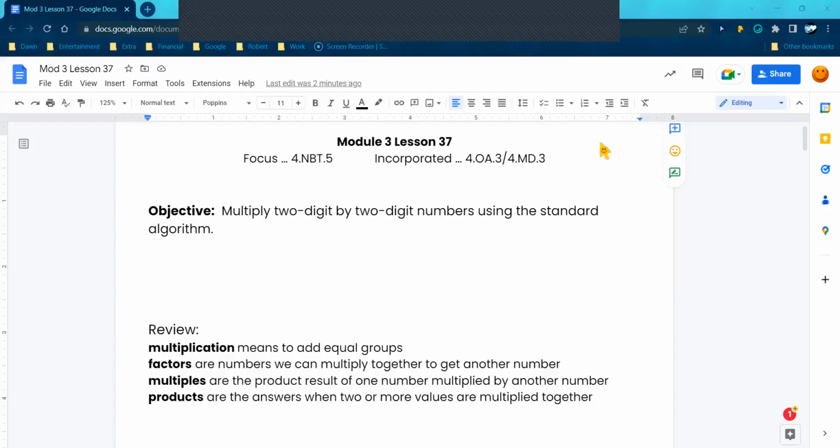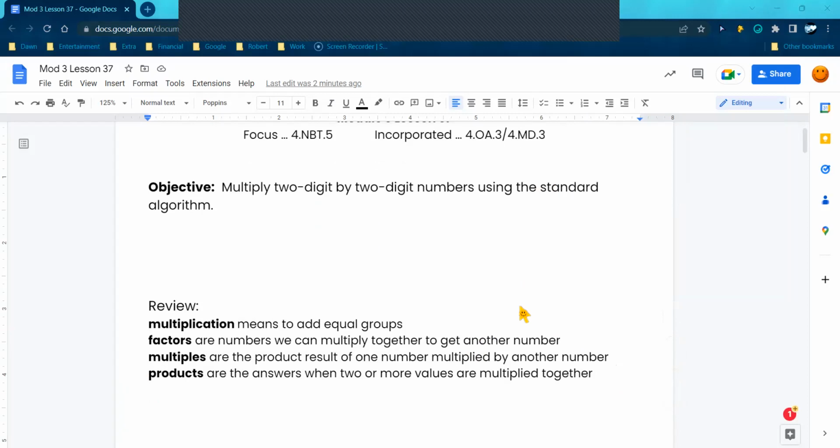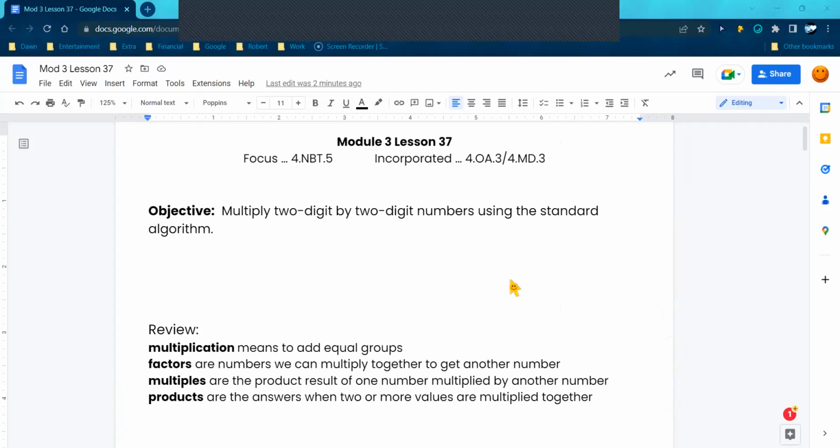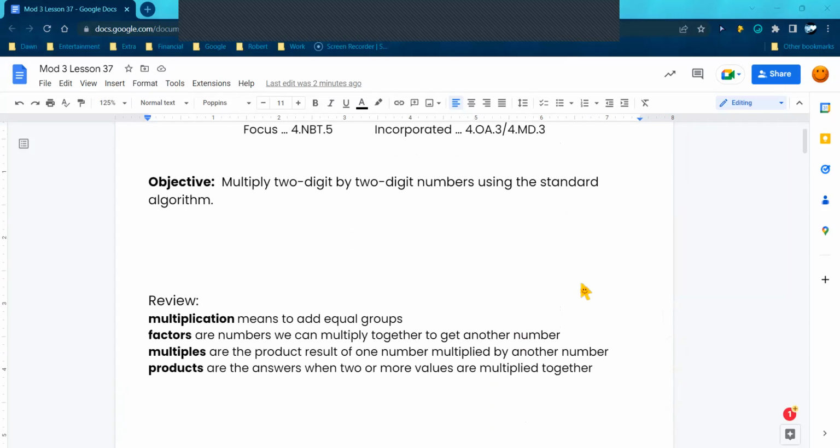It's Mrs. Alexander, and today we're doing Module 3, Lesson 37 of Gauge New York. Our objective is to multiply two-digit by two-digit numbers using the standard algorithm. Here are vocabulary words that we'll be working with: multiplication, factors, multiples, and products. Let's keep moving on. If you need to, you can always pause the video so you can study them.